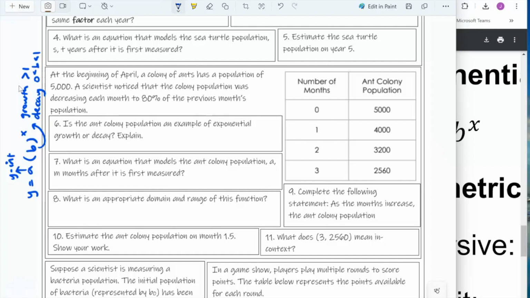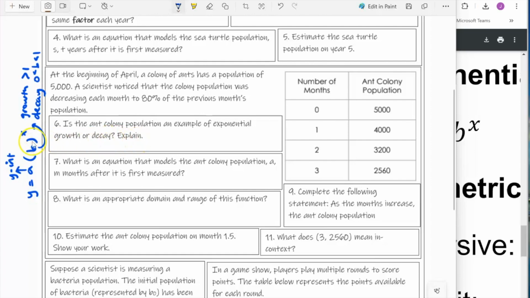So just a quick recap of what we did in the previous videos, just to make sure we can still answer these questions. We are going to be mostly focusing on our calculator, but we are going to do it by hand anyway. All right, so scientists noticed that the colony population was decreasing each month by 80% of the previous month's population. Okay, so looking at question number 6, is the ant population an example of exponential growth or decay, and explain?